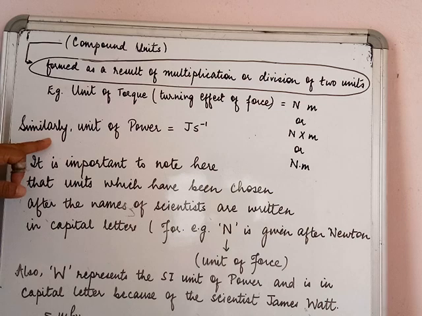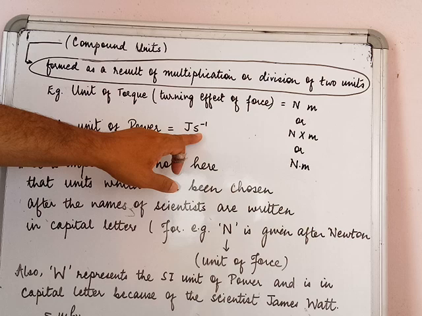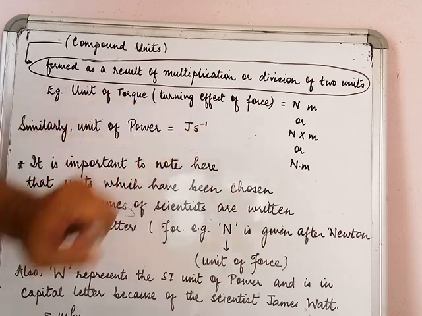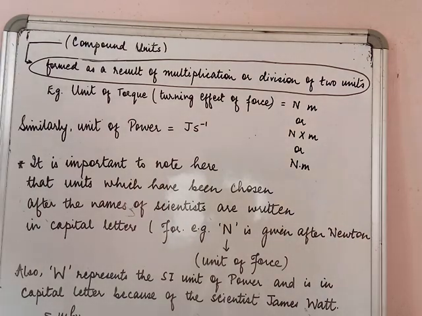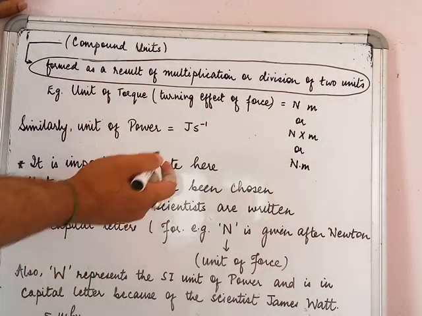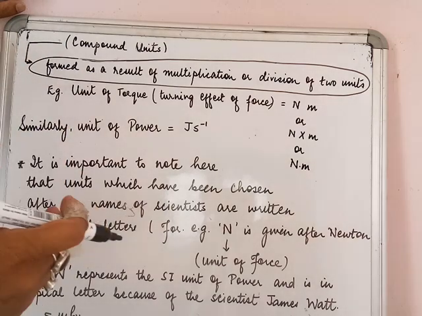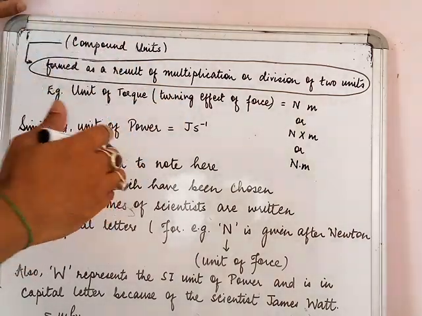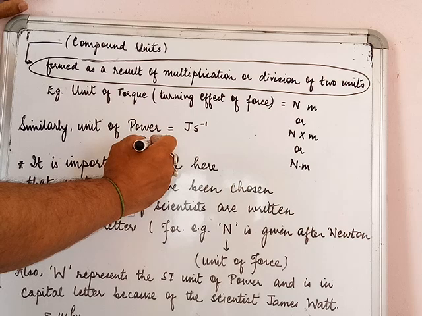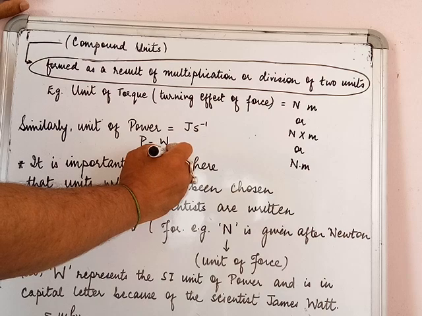Similarly, the unit of power is joules per second, or joules second to the power minus 1. Now how do we get a general idea of what the unit of a particular physical quantity will be? Let's suppose that we did not know the unit of power. If you do not know the unit of a physical quantity, the first thing that should come to your mind is the formula. Suppose we have the formula for power as the rate of doing work, so we have W upon T.